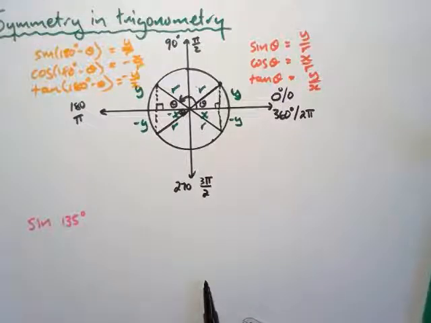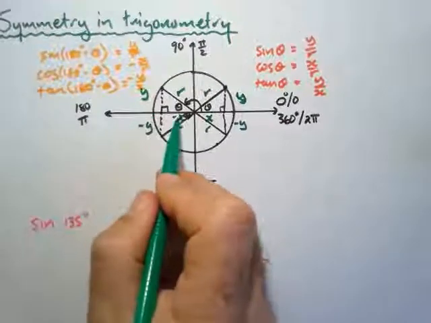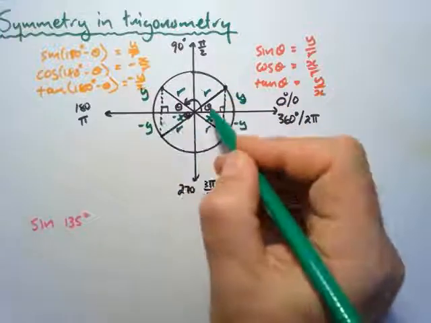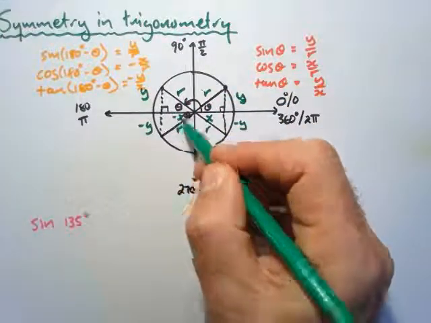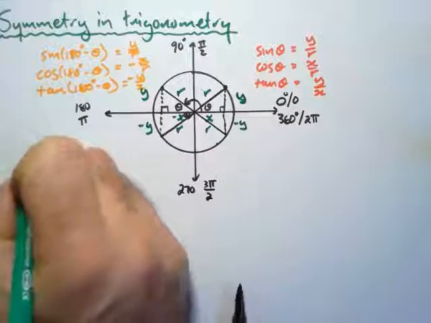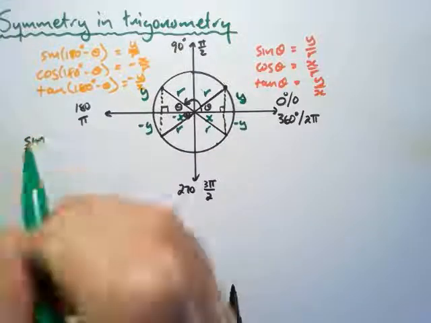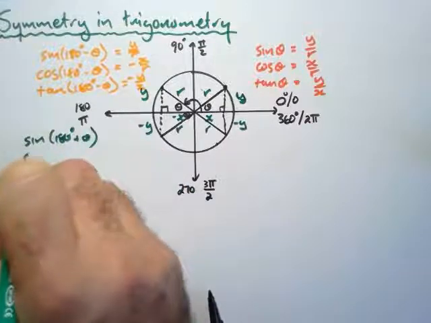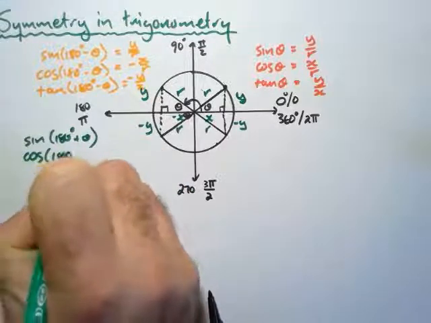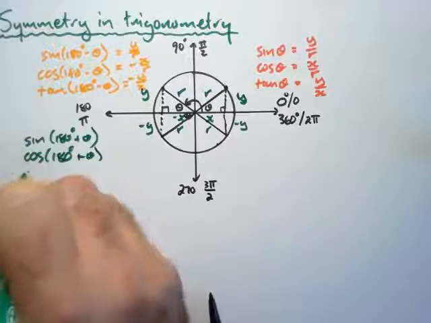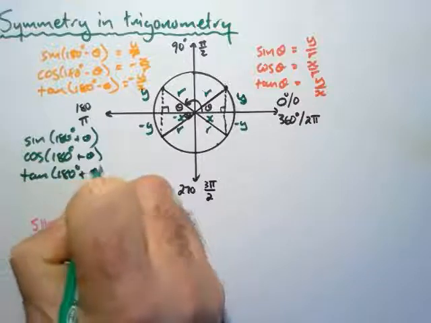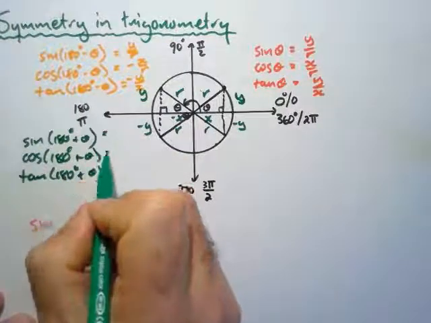So what's going to happen is that here I'm going to have 180, to explain this angle, the position from there will be 180 plus theta, because I'm going in a positive direction. So I can say the sine of 180 degrees plus theta, cos of 180 degrees plus theta, tan of 180 degrees plus theta. What are they equal to?